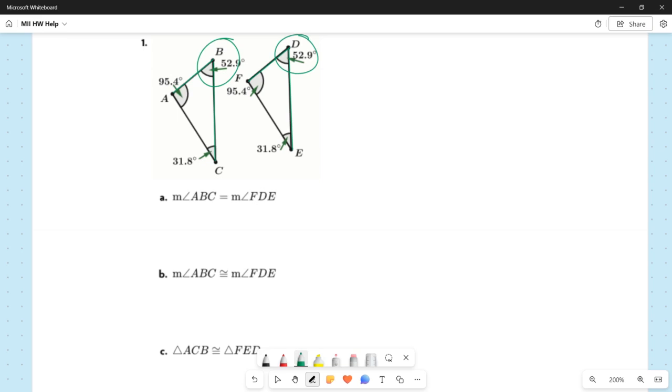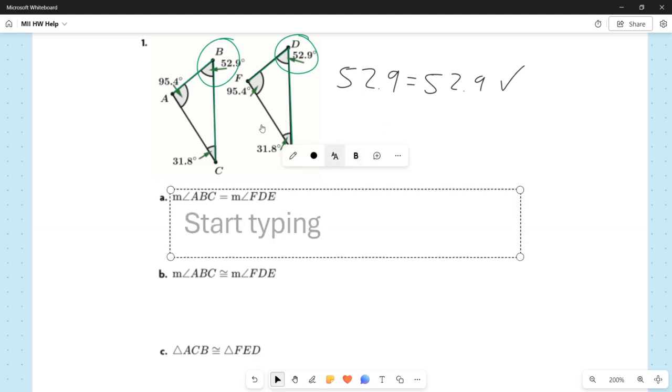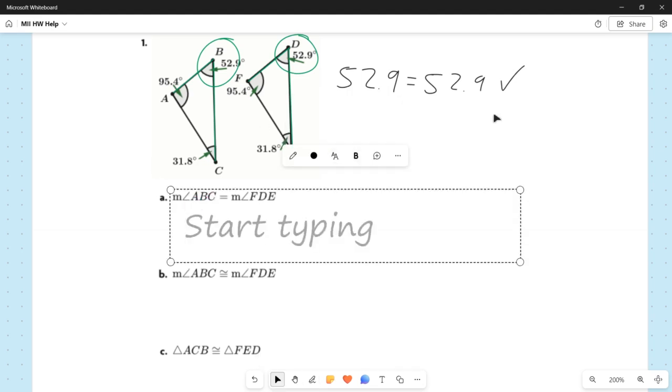And because this statement is dealing with the measurement of the angles, essentially what this is saying is 52.9 equals 52.9, which is a true statement because the measure of angle ABC is 52.9 degrees, and the measure of angle FDE is 52.9 degrees. And so for number 1A, this is correct.